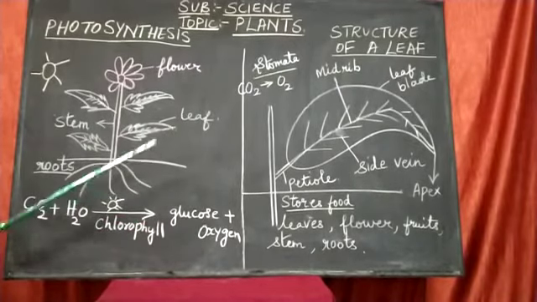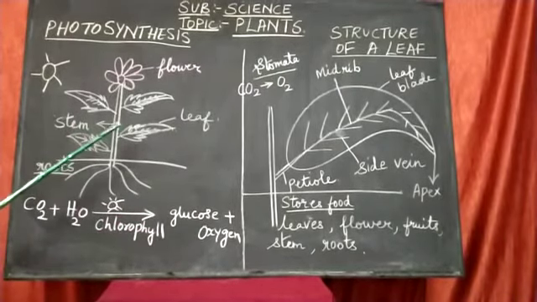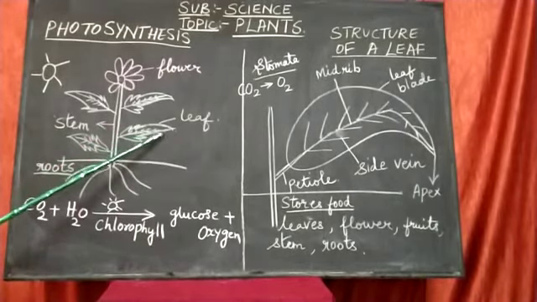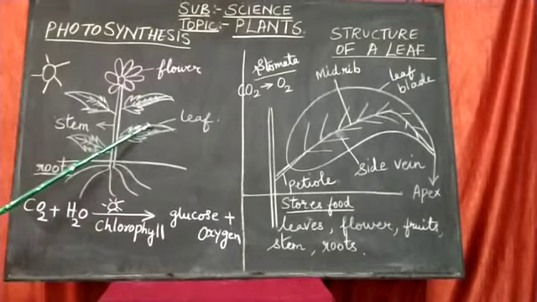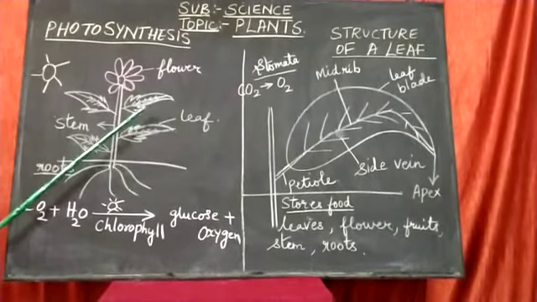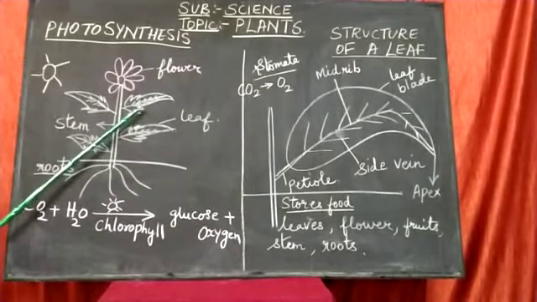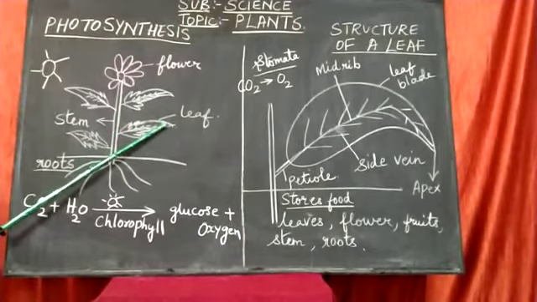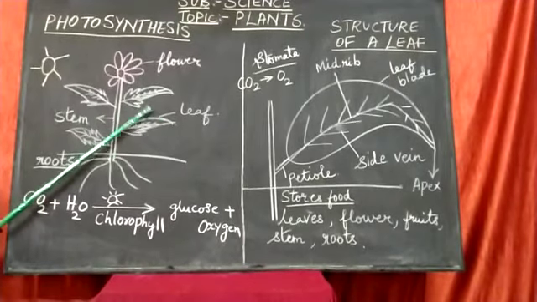Now in which part of the plant is the food being made? It is the leaf. Leaf is the main part of the plant. Like at home, we have a kitchen. So kitchen is the place where we make our food. So now the leaf is the part of the plant which is preparing the food.